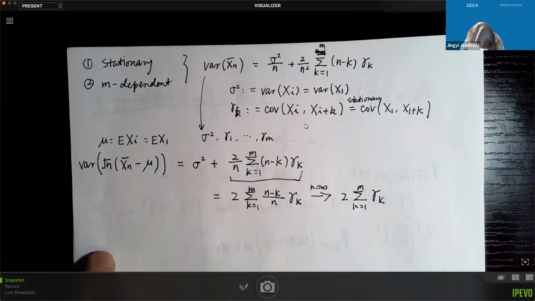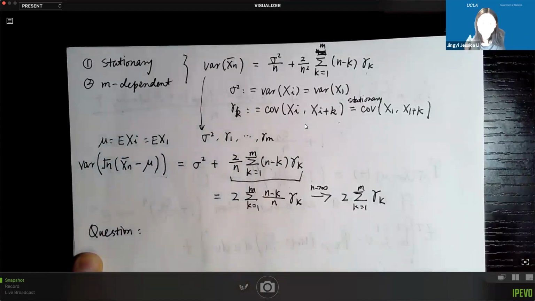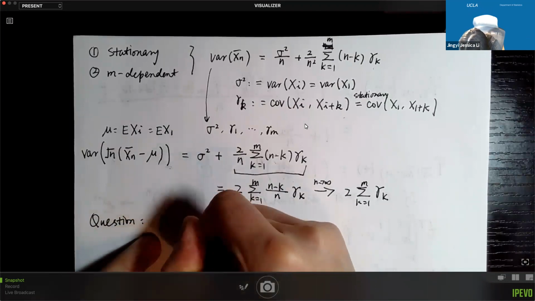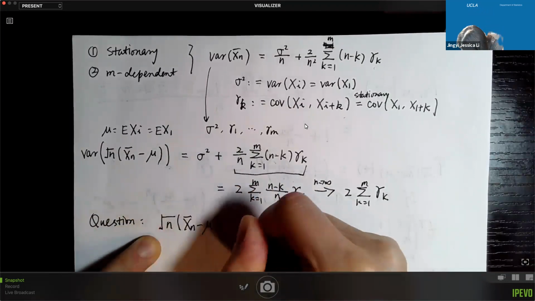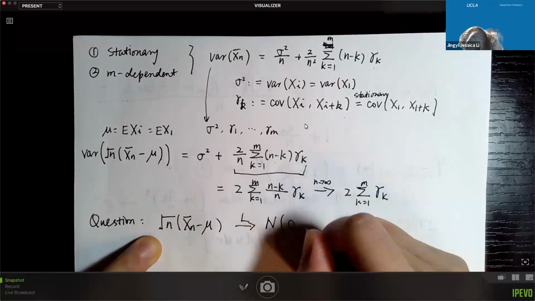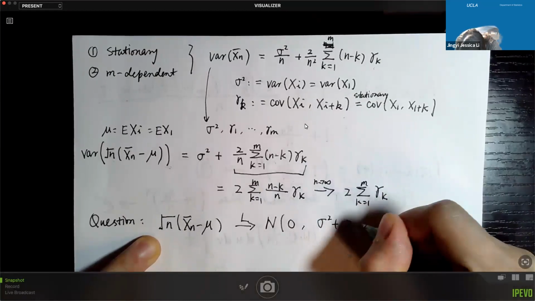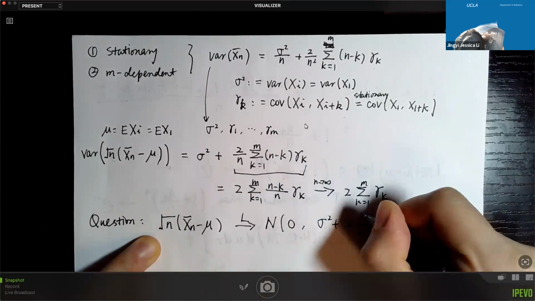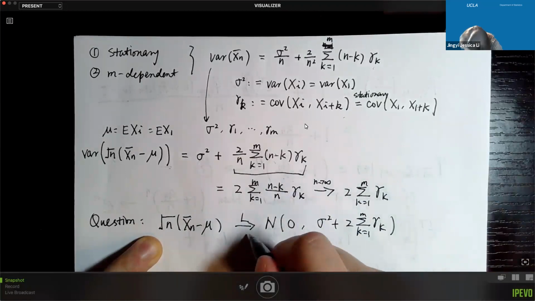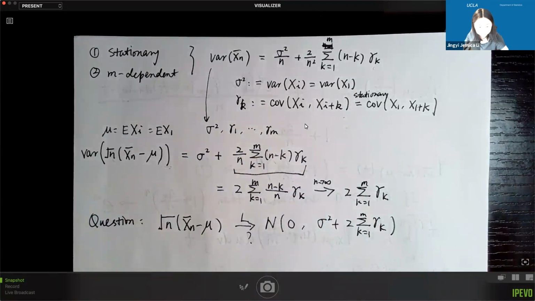Now the remaining question is, do we have asymptotic normality? What's left for us is to answer this question. Does this converge in law to a normal distribution with mean 0 and asymptotic variance sigma squared plus 2 times the sum over k from 1 to m of gamma k? So what's left is this asymptotic normality, and that's what we're going to show next.